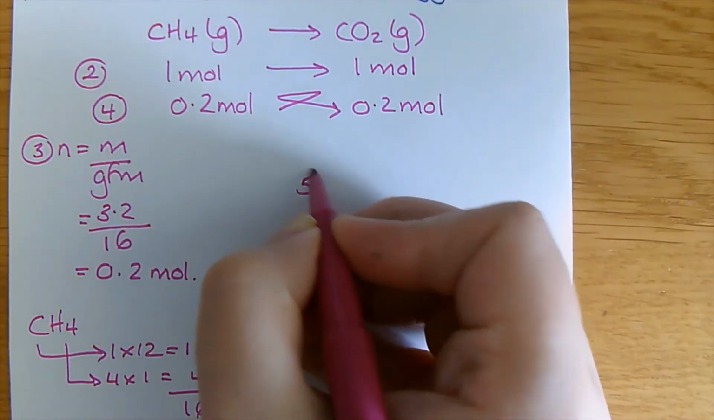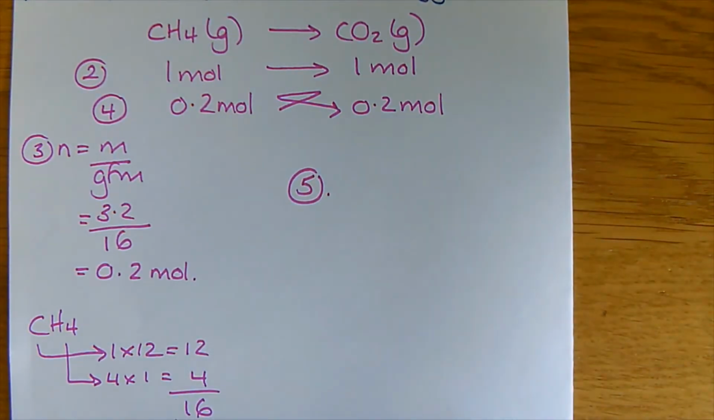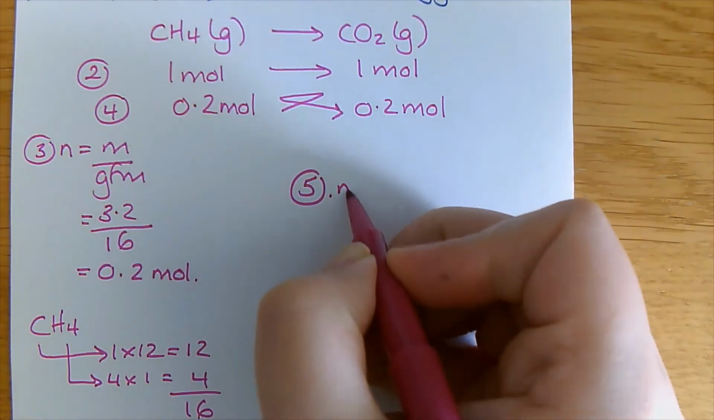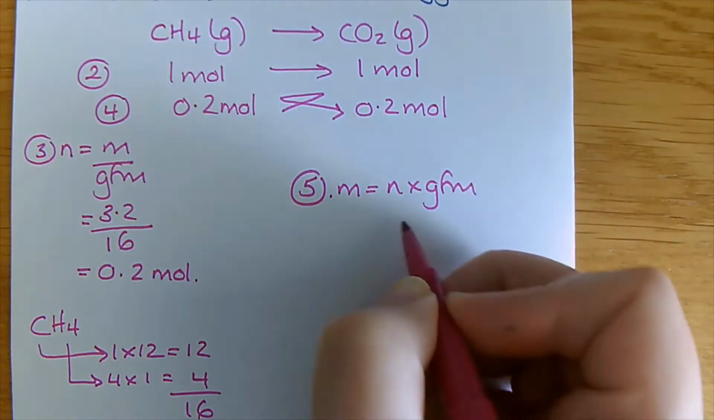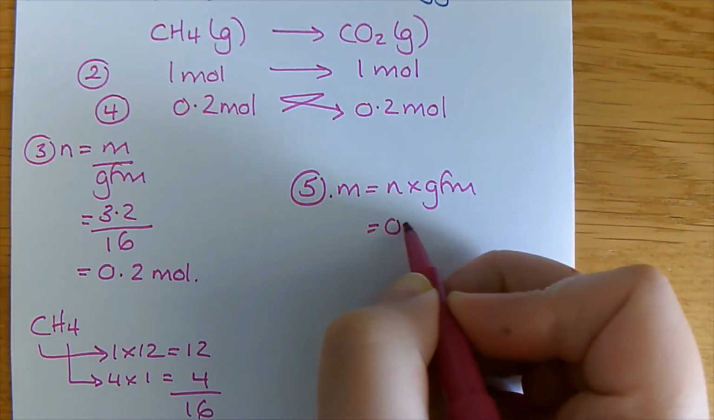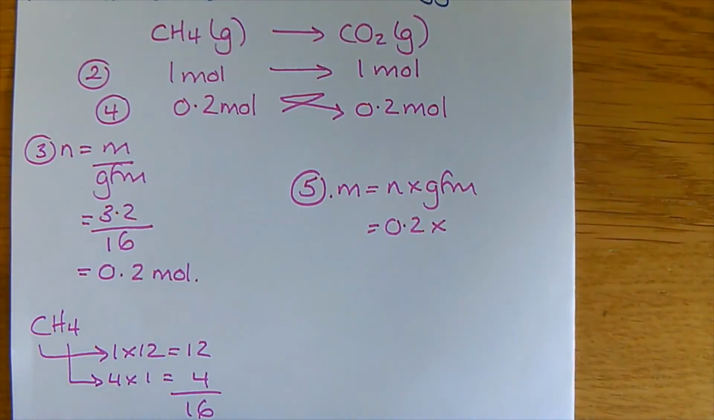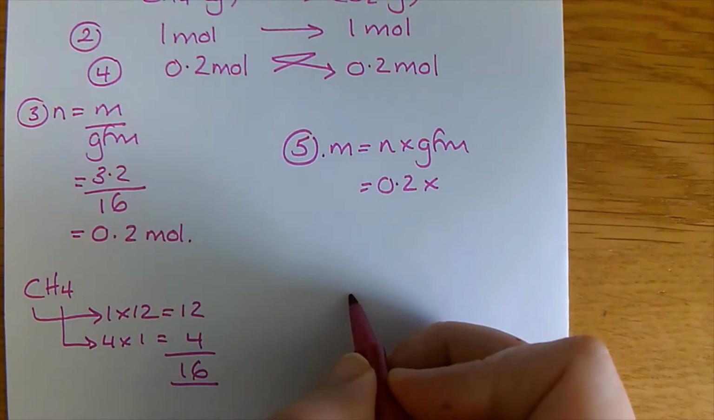And now on to our fifth and final step, which is to calculate the mass of carbon dioxide like the question asked us. Mass equals number of moles times gram formula mass. Our number of moles we've calculated to be 0.2, and our gram formula mass we can work out.